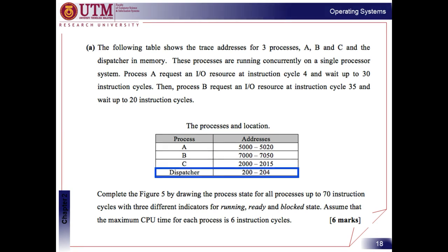The final process is the dispatcher itself, residing in memory addresses 200 to 204 and requiring only 5 CPU cycles for execution.